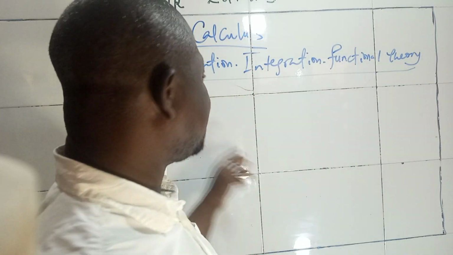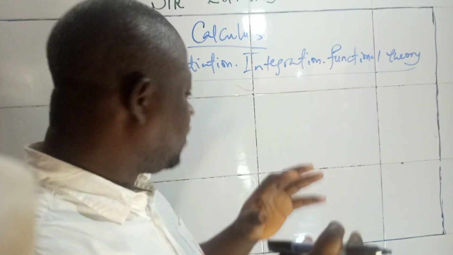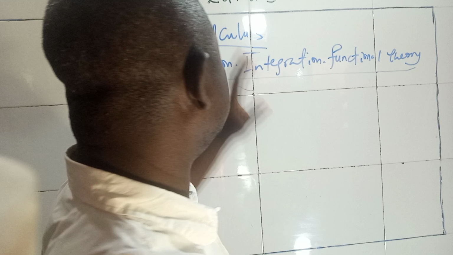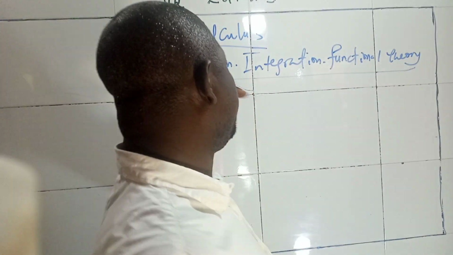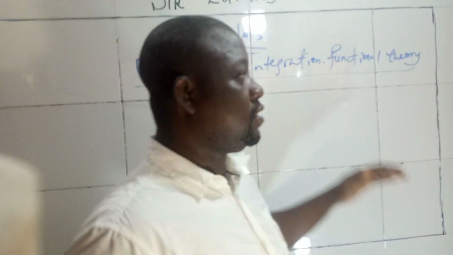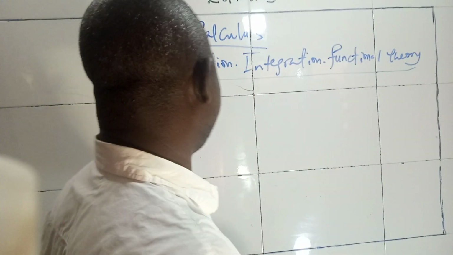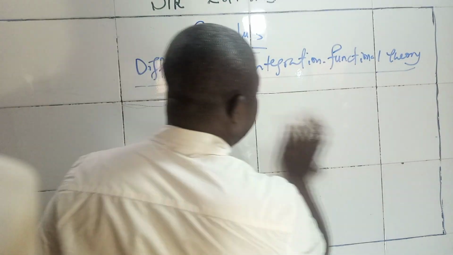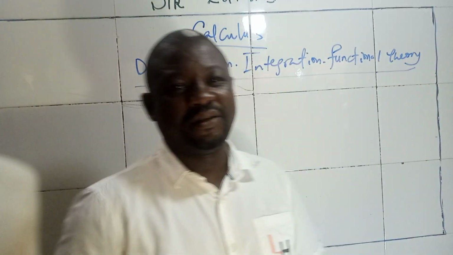So you have Sir Isaac Newton, then we have G.W. Leibniz. So those were the two scientists that worked extensively on calculus. Like I told us, I'll be picking it one after the other. Once I'm done with differentiation, I'll pick integration, the functional theory. So under differentiation, I'm not here to be writing stories. I'm going straight to the point.